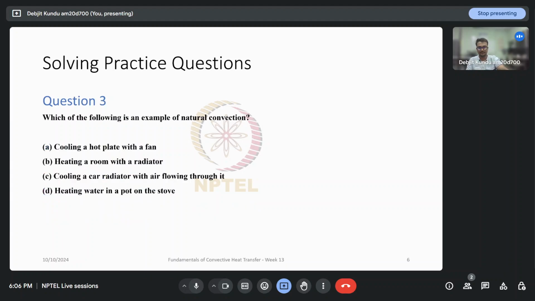We'll move on to question number 3 now, which is asking us which of the following. There are 4 different cases of heat transfer given. Which of the following is an example of natural convection? Is it option A, cooling a hot plate with a fan? Is it option B, heating a room with a radiator? Is it option C, cooling a car radiator with air flowing through it? Or is it option D, heating water in a pot on the stove?